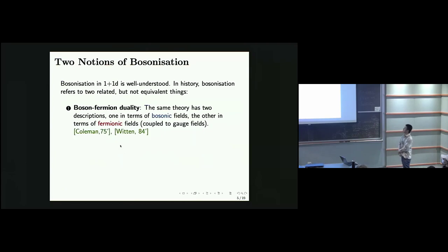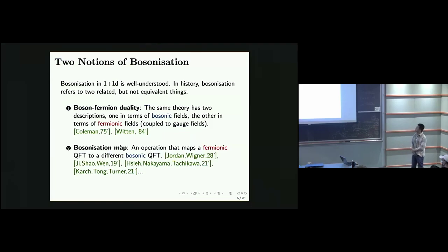Okay. Now, let's review what bosonization is. Bosonization in history can mean many things, and here I'm going to highlight two different notions of bosonization. One is what is usually called the boson-fermion duality, which means that you have a given theory, and you can write this theory in terms of two different degrees of freedom. One is the bosonic degree of freedom, and the other is the fermionic degree of freedom, possibly coupled to some gauge fields. So this is called boson-fermion duality, and it has a long history. And depending on which dimension you are in, sometimes it's an exact duality, and sometimes it's an emergent IR duality.